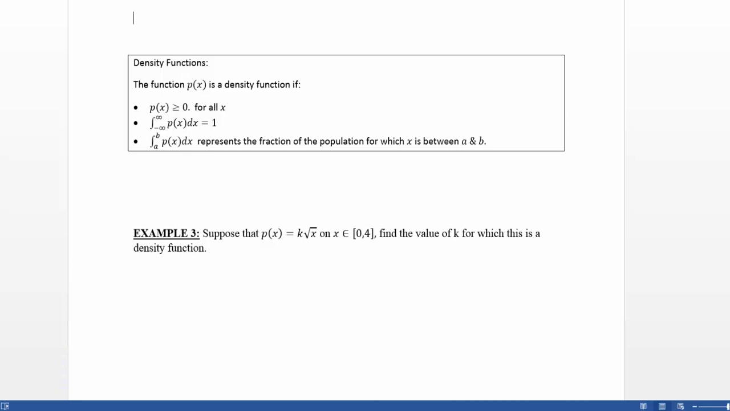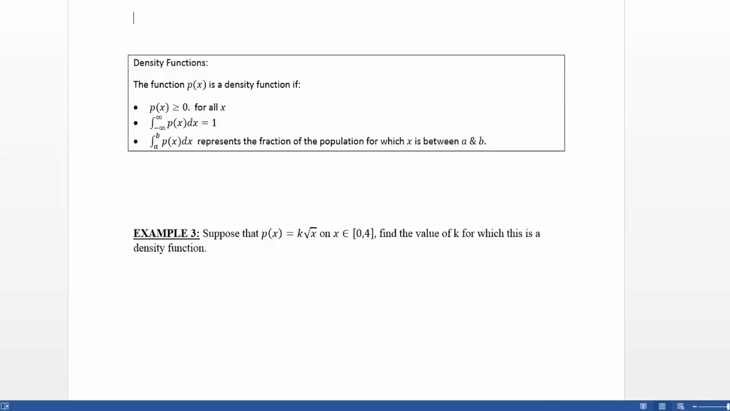And the integral from a to b, so between 2 points, of little p of x dx represents the fraction of the population for which x, the characteristic, is between a and b. So if we want to know how much of the population has a particular trait, we would look at the area under the curve between a and b, or the interval that represents the trait that we're looking at. So these three properties together are really important. If any one of them fails, then we don't have a density function.